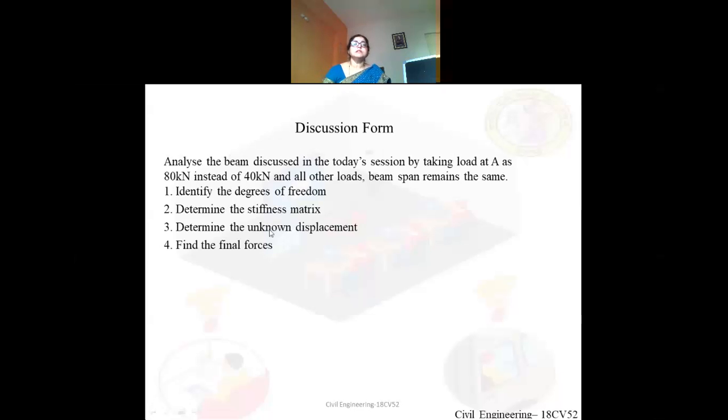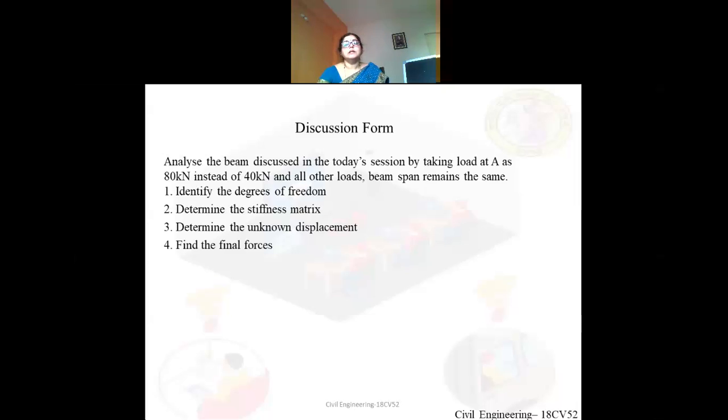Okay. So what we discussed today, we discussed a problem with the stiffness matrix size of 3 by 3. So same problem I want you to do, but instead of taking the overhanging load at support A as 80 kilonewton, take 40 kilonewton and all other loads, beam, span, dimensions, everything remains same. So identify the degrees of freedom, determine the stiffness matrix, determine the unknown displacements and calculate the final moments.